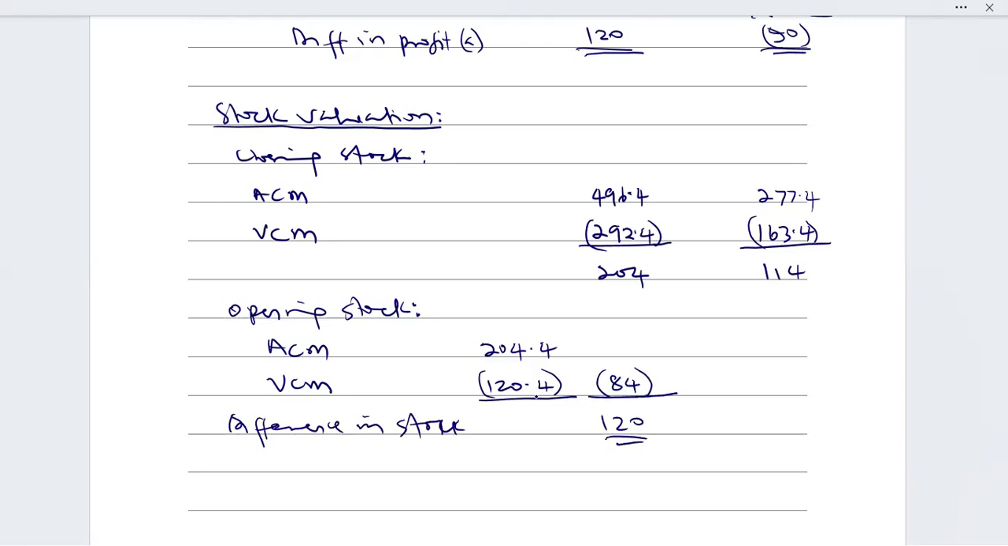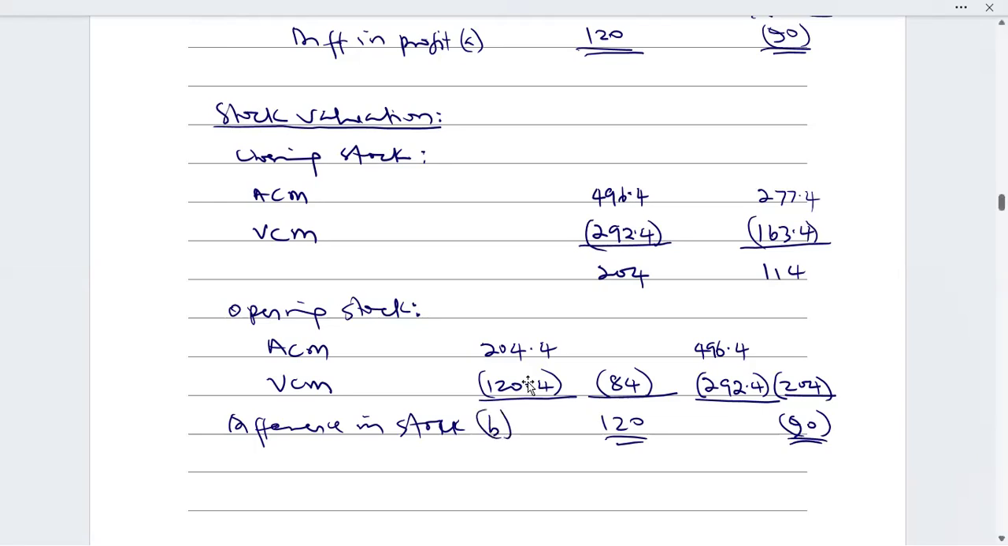In 2009, the closing stock in 2008 will become opening stock, which here will be 496.4. Here will be 292.4. So what do you have as the difference? 204. So 114 minus 204, what do you get? That should give us minus 90, right? Yes, sir. Minus 90. Okay, so this is B.